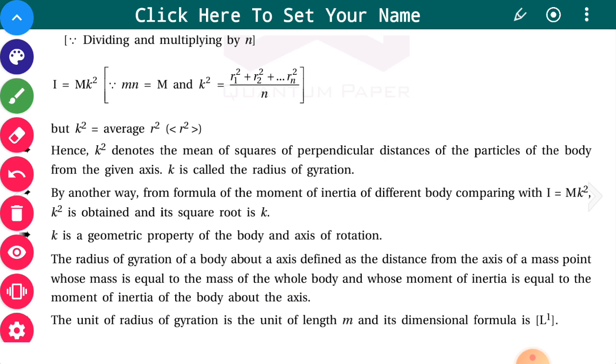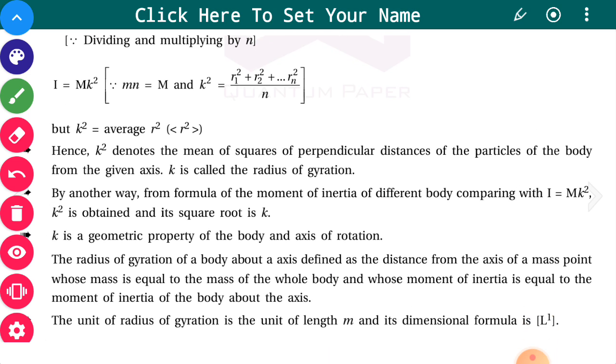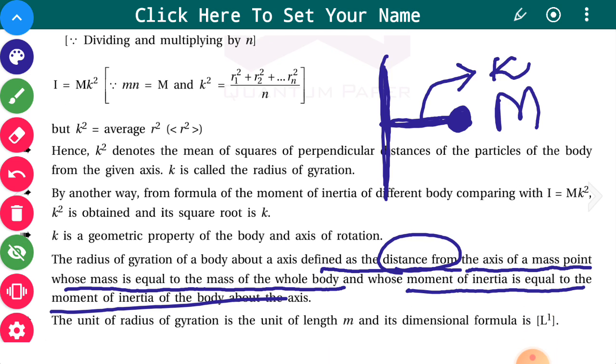The unit of radius of gyration, which is k, will be meter, since it is a distance, and its dimensional formula will be L^1.